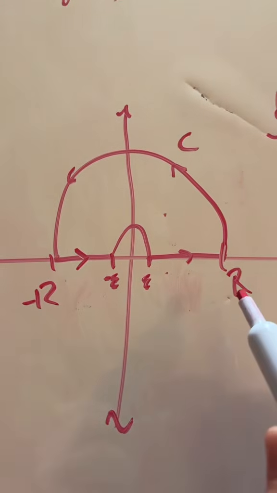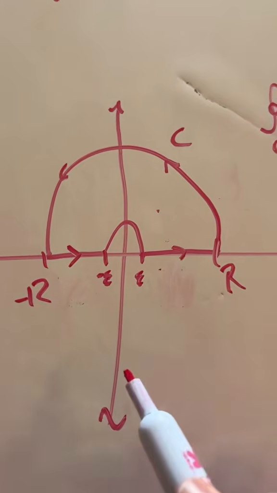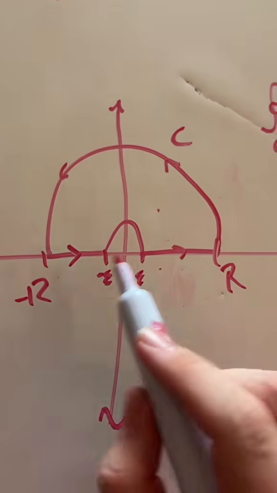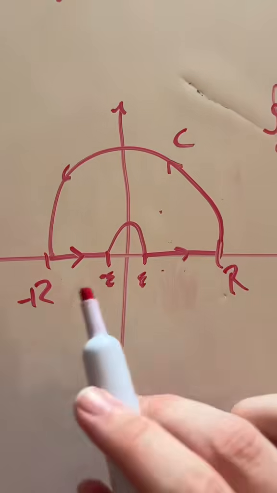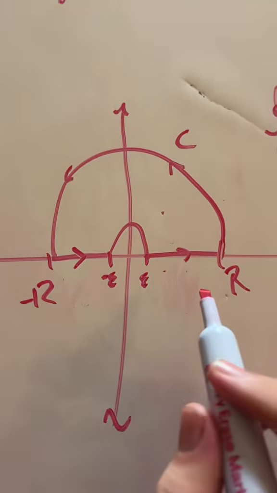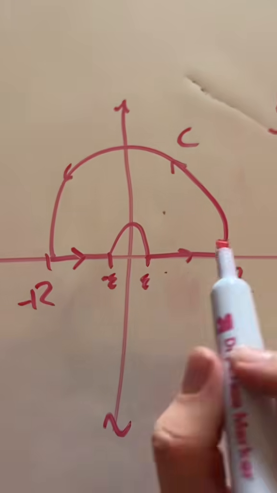Then, if I take a limit as R goes to infinity and epsilon goes to 0, what I'll be left with is these two segments, which will add up to be our integral from negative infinity to infinity of 1 over x, and then these two circular segments, which we'll deal with.